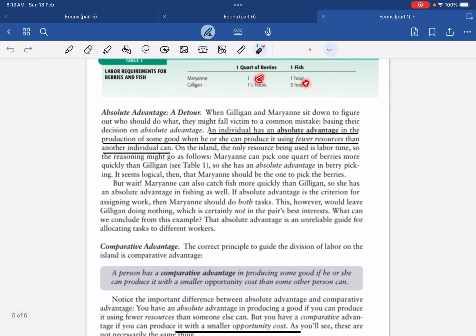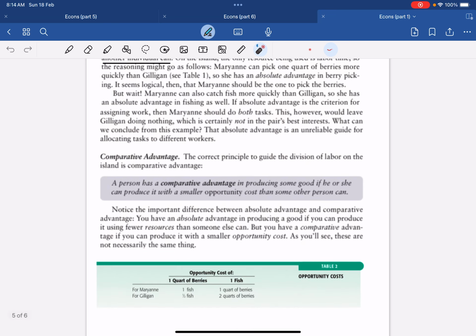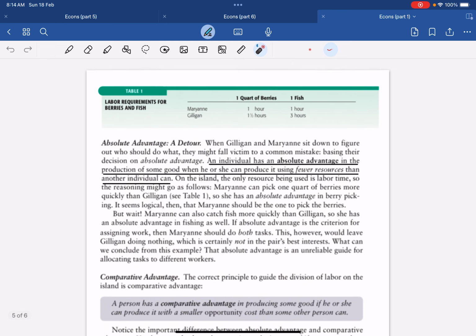So because she can produce both of these better with less time, she is said to have an absolute advantage in both of these commodities. But now, the idea is, if absolute advantage is the criterion for assigning work, then Marianne will do everything, and then Jillian doesn't need to do anything at all. So this is not to both people's best interest. So we cannot use absolute advantage as a way of allocating tasks to different workers.